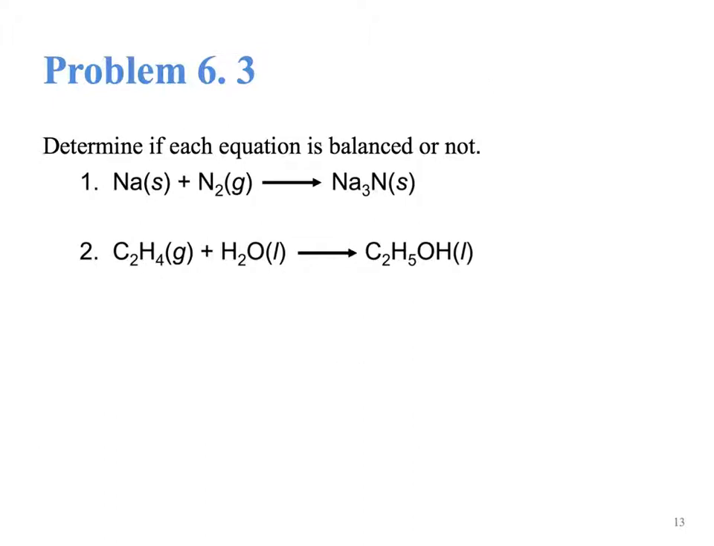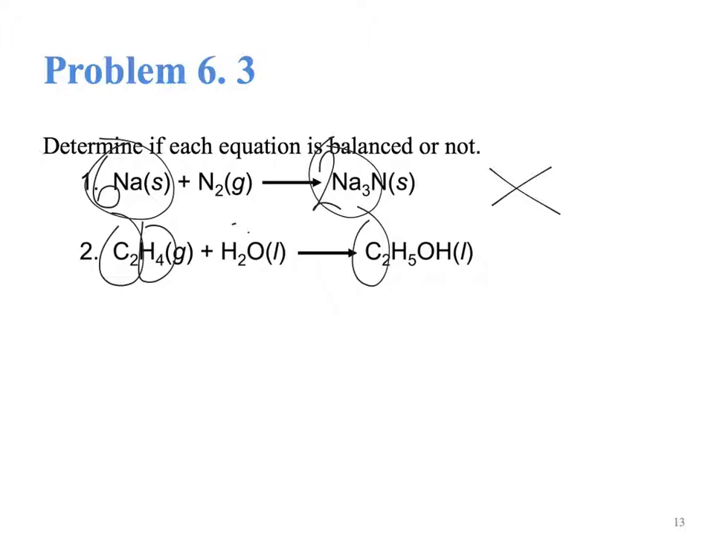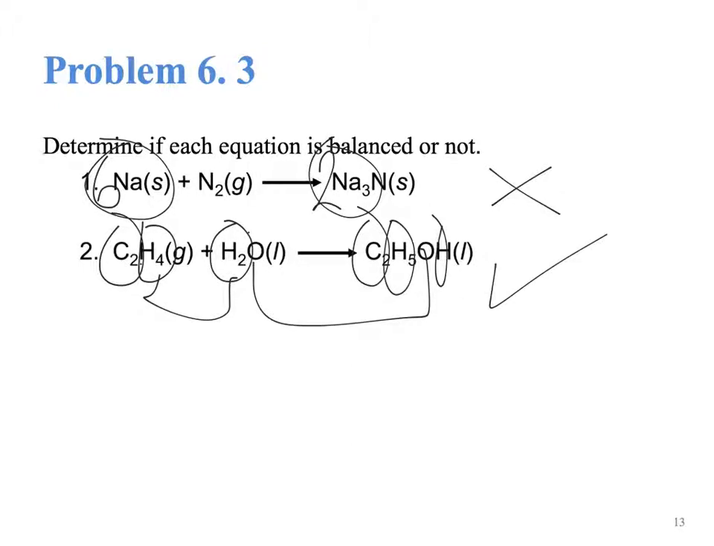Then let's determine if each one of these equations is balanced. Number 1, we have 1 sodium, 3 sodium. It's not balanced. In order for the equation to be balanced, we need to put a 6 here and a 2 here. Number 2, 2 carbons, 2 carbons. 4 plus 2, 6. 5 plus 1, 6. Oxygen 1. The equation is balanced.